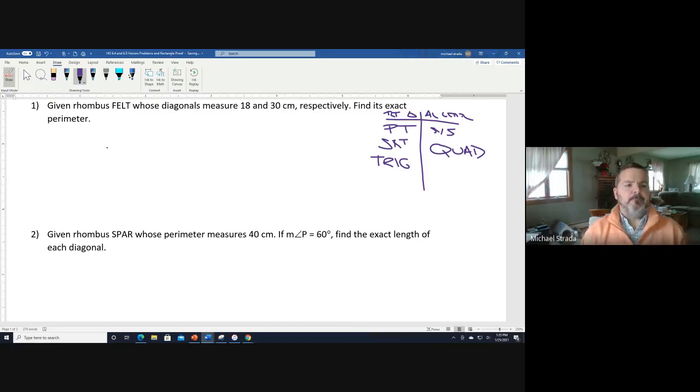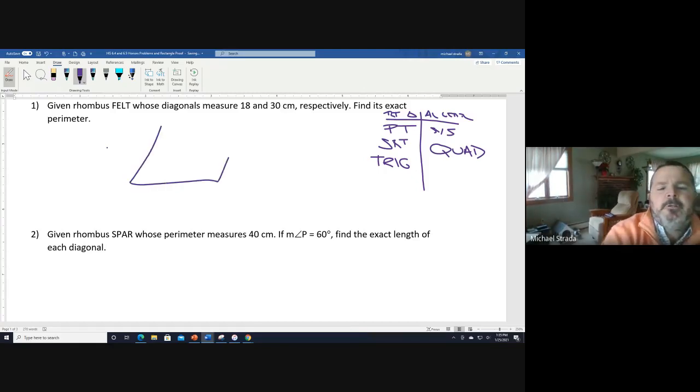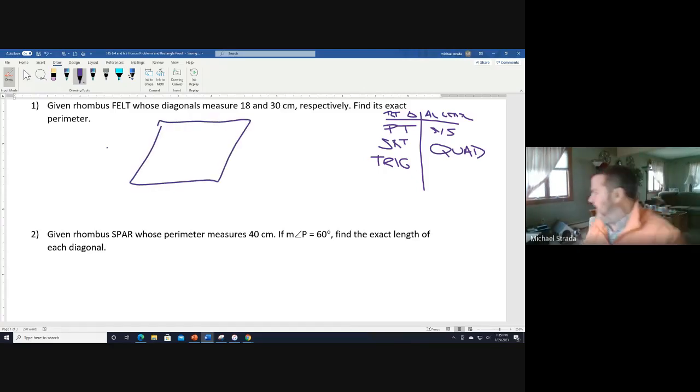All right. So we start with, it says, given rhombus FELT whose diagonals measure 18 and 30 centimeters. So it doesn't tell us anything about angle measures. That tells us we can put the F, the E, the L, and the T in anywhere we like. However, they do need to be consecutive vertices. Does everybody understand that?